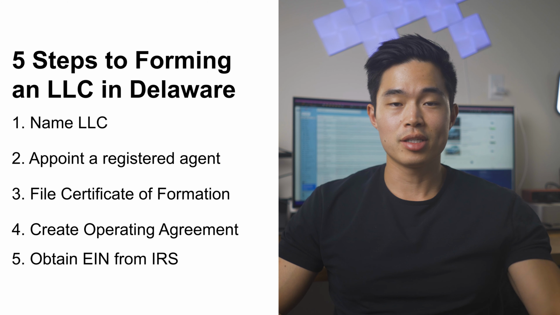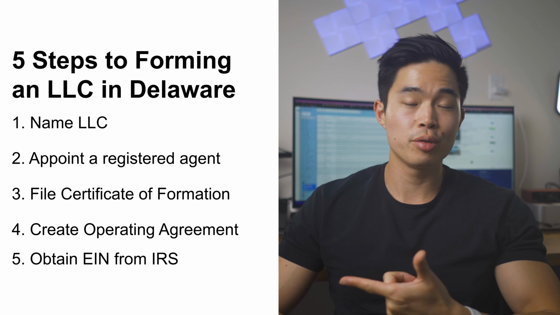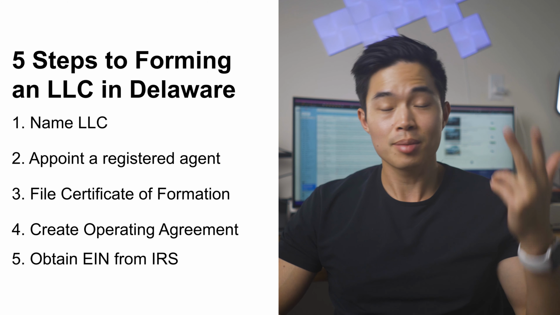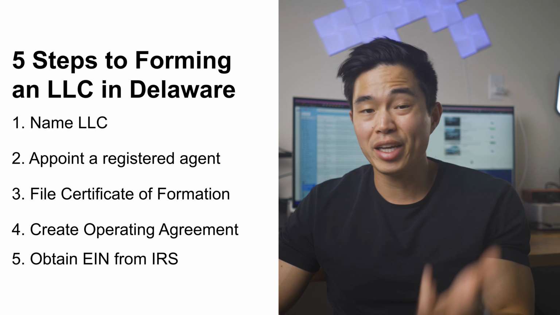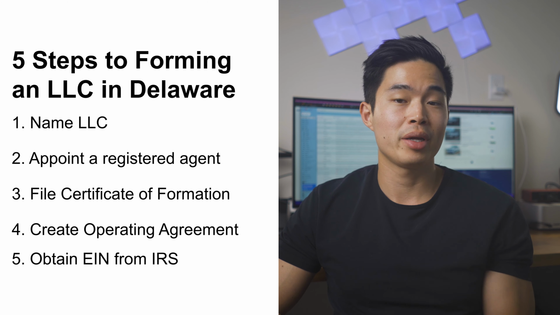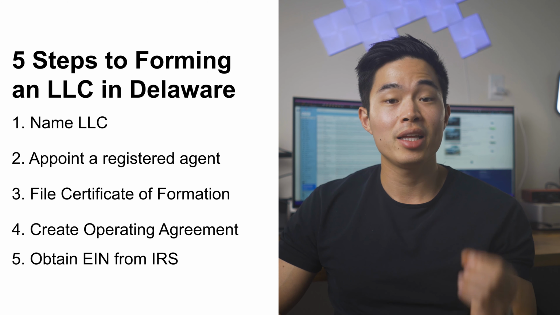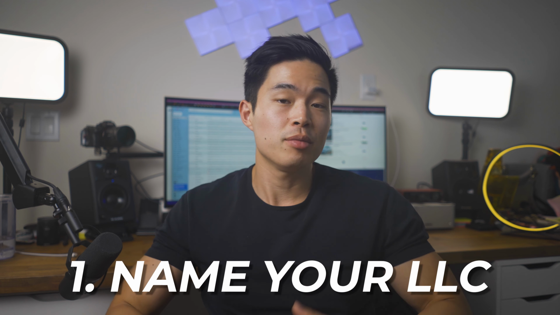So here's a broad overview of how you can form an LLC in Delaware. Step one is you name your LLC. Step two is you appoint a registered agent. Step three, you file your certificate of formation. Step four, you create an operating agreement. And then step five, you obtain an EIN from the IRS. We'll go through each of these steps in detail, but if you guys want to save a ton of time, you can actually skip to the portion of this video where I take you guys step-by-step through setting up your own Delaware LLC.